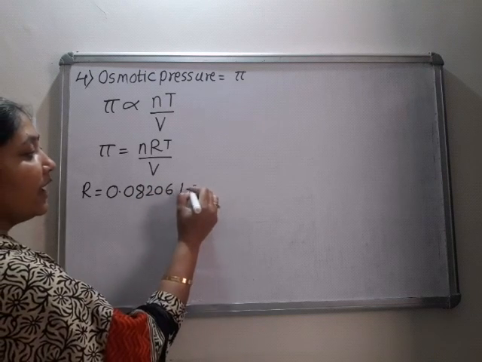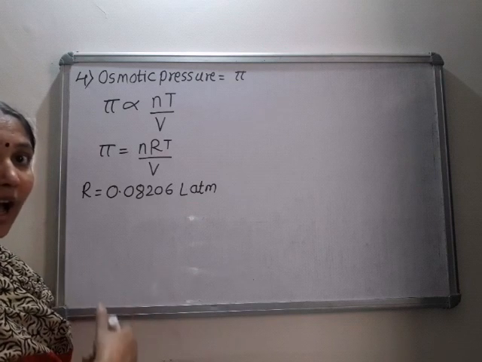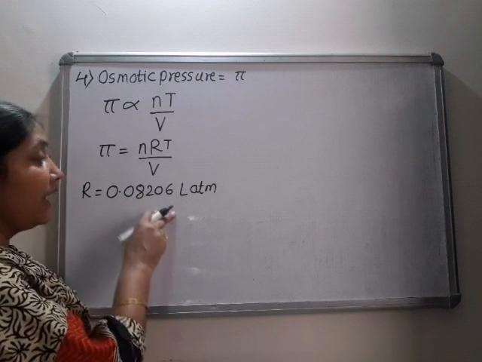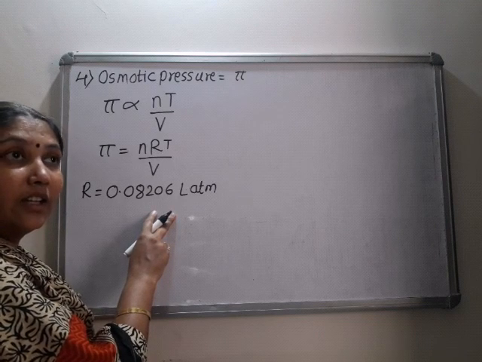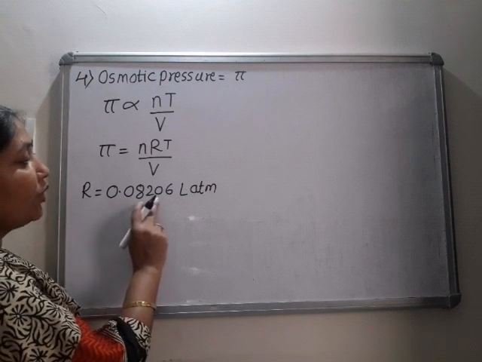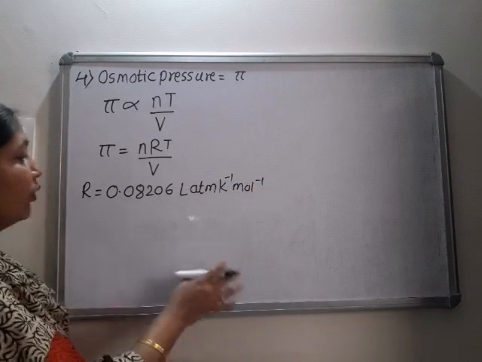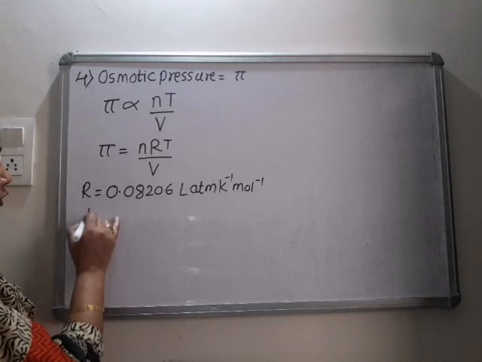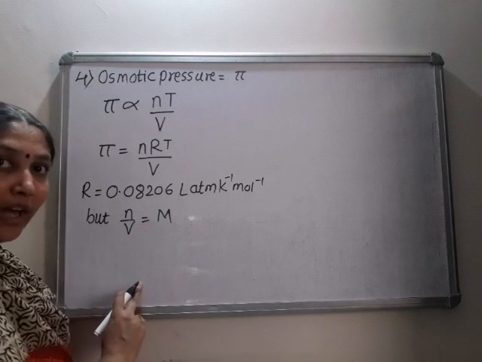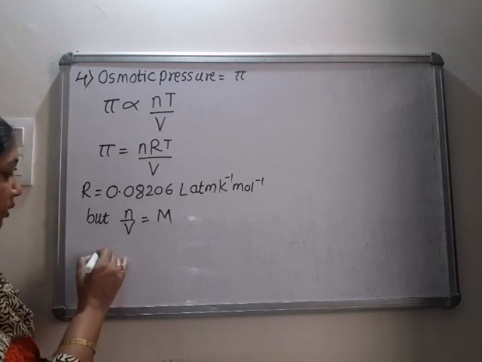R is 0.08206 liter atmosphere. Last year we studied different values of R. R is expressed in joules as 8.314, in calories as 2 calories, and in liter atmosphere it is 0.08206 liter atmosphere per Kelvin per mole. This is the value of R. But what do we know? n upon V is nothing but the molarity of the solution. Number of moles per liter of solution is nothing but molarity.